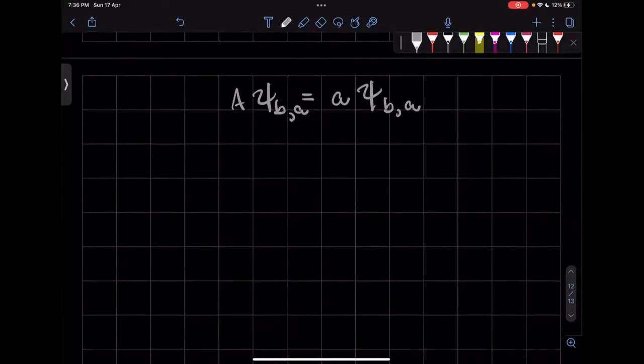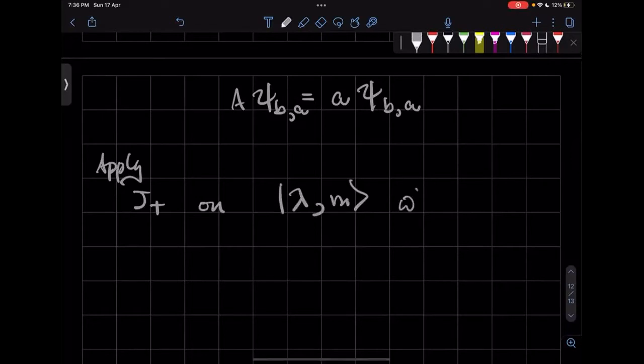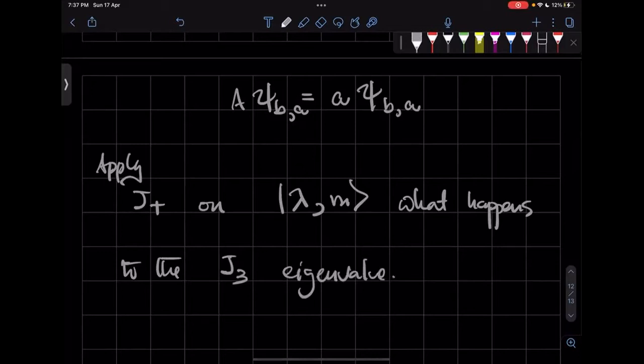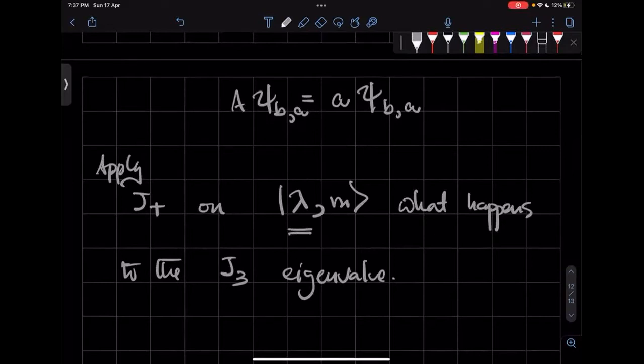Now let's come back to J plus and see what is the result of applying J plus on one of these states. If I apply J plus on, say, lambda m, now what happens to the J3 eigenvalue? But the lambda eigenvalue will never change, right? It doesn't matter if you apply J plus on it, or J minus on it, or J3, it will not change, right? Because J squared commutes with all the operators, so its eigenvalue is going to remain the same.